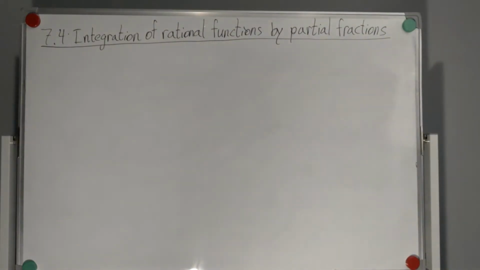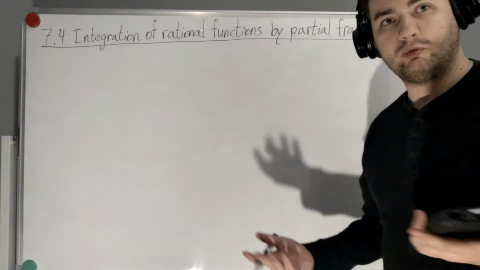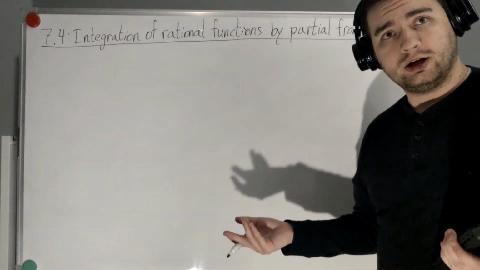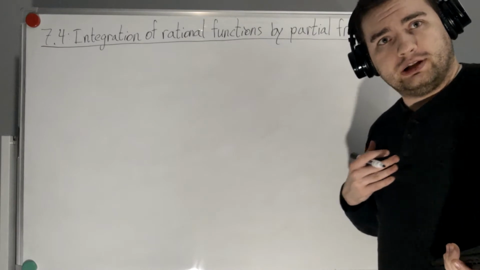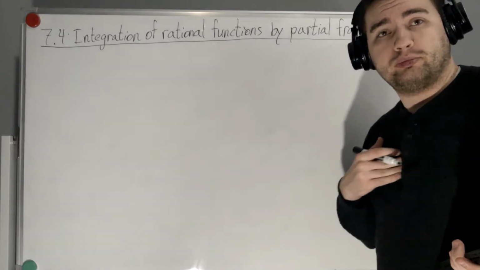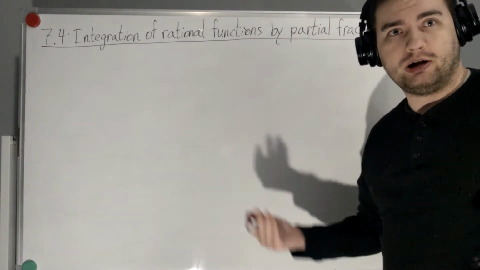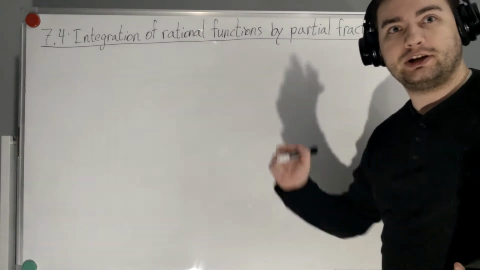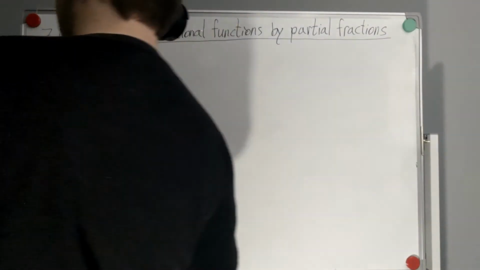So, first of all, we should talk about what is a rational function. Well, a rational function is just a ratio of two polynomials. You probably remember what a polynomial is, but just in case you forgot, let's just go ahead and define that right now.